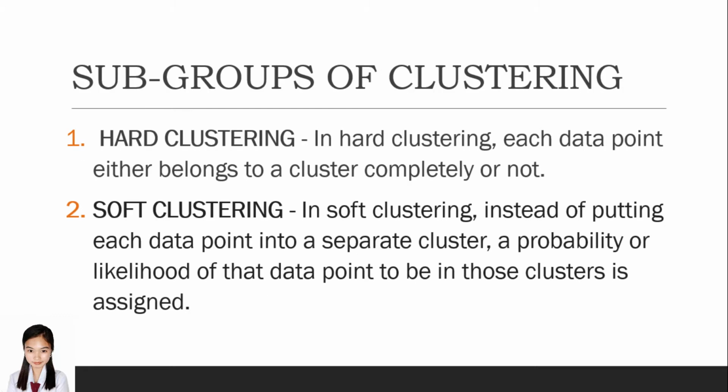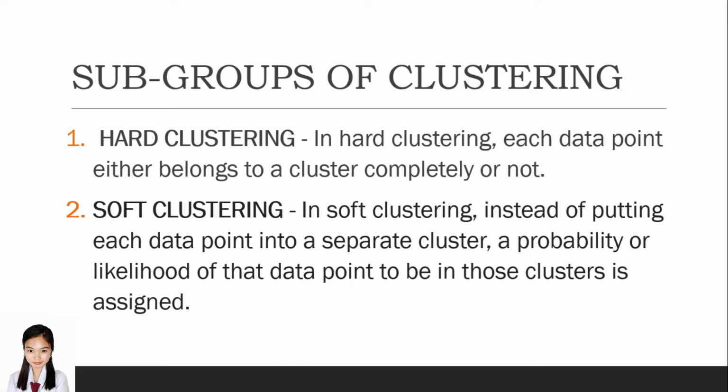Moving on to the subgroups of clustering. Broadly speaking, clustering can be divided into two subgroups. First is the hard clustering. In hard clustering, each data point either belongs to a cluster completely or not. For example, in the above example, each customer is put into one group out of the 10 groups.